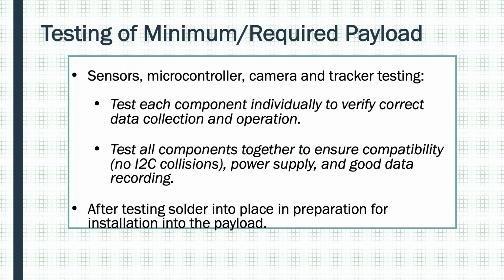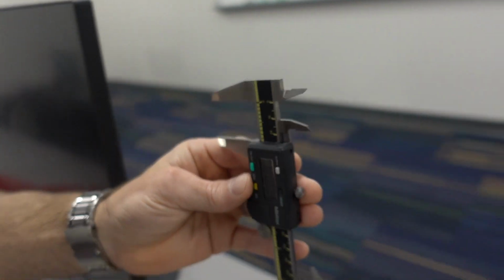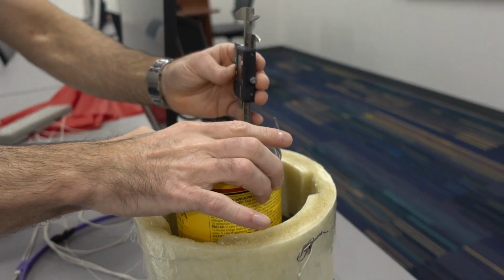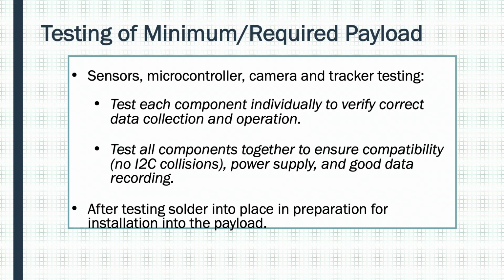We're going to use sensors, a microcontroller, camera, and tracker to test each component individually in the data collection and operation. We're going to test all the components together to ensure compatibility, power supply, and good data recording. And after testing, we're going to solder them in place in preparation for the installation into the payload.